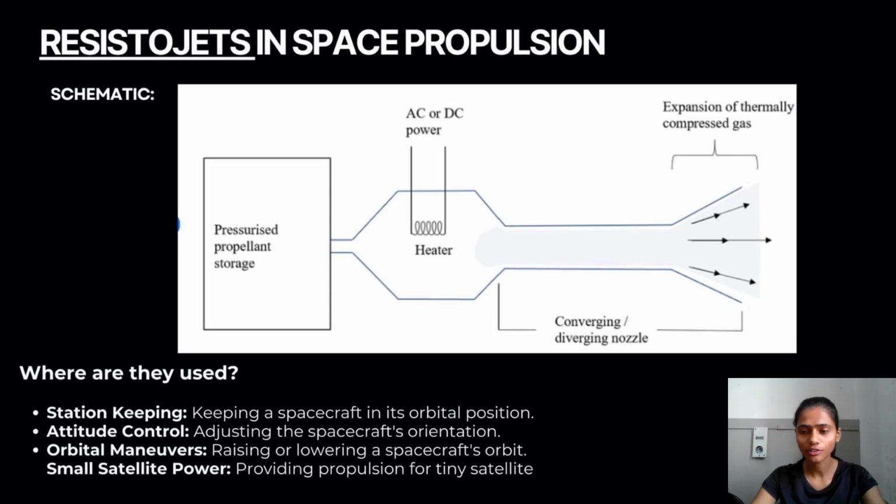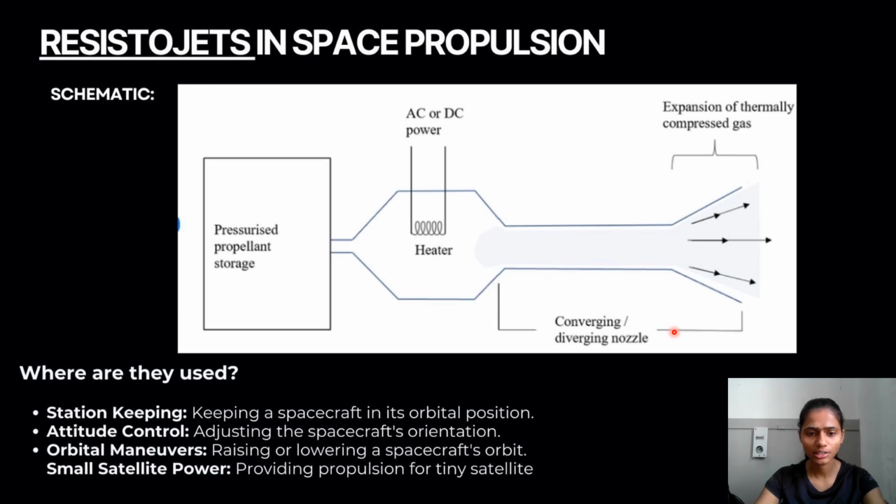The main components of resistor jet thrusters include, first, the pressurized propellant storage. This tank holds the inert gases, typically helium, used as the propellant for the thrusters. Then next is the heater. This component uses the electrical current to heat the pressurized gas. Then the next component is the converging-diverging nozzle. This nozzle shapes the hot gas flow and accelerates it to create the thrust.